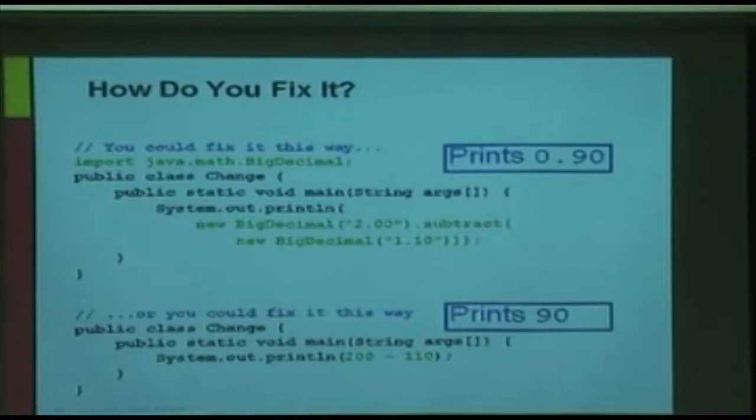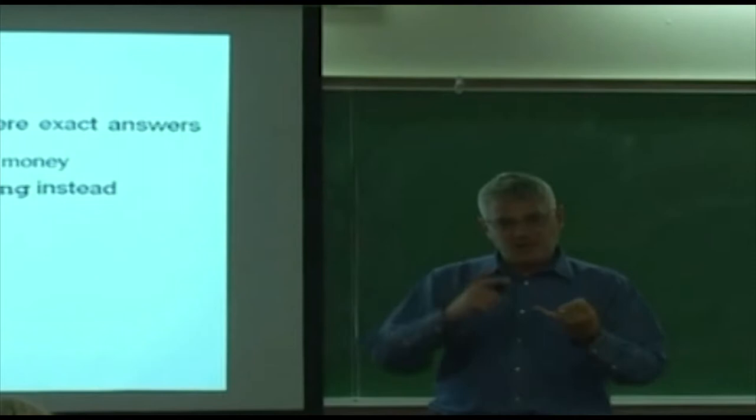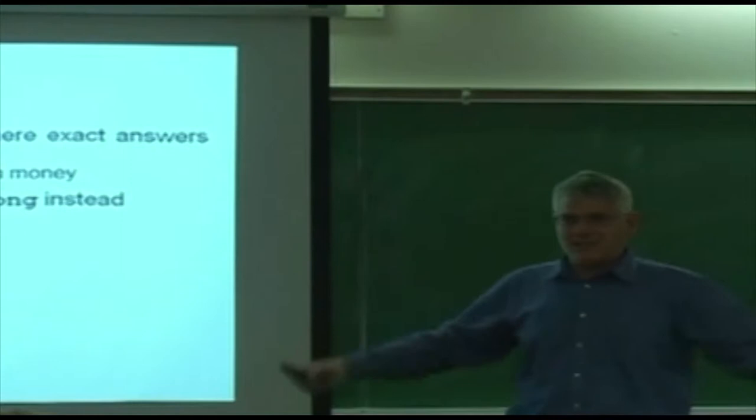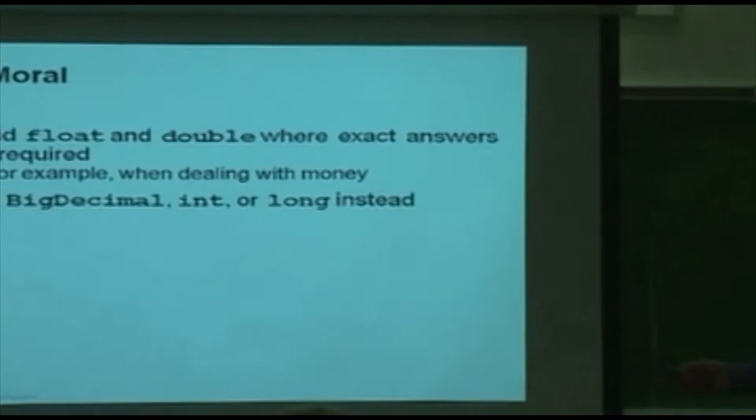And what can we learn from this one? The moral is to avoid floats and doubles when exact answers are required. Floating point arithmetic is actually a great thing for engineers, for scientists, because it lets you represent numbers over a very wide variety of ranges, from little tiny things darn close to zero up to humongous things times 10 to the 233rd. But the price you pay for that is you lose the exactitude that you get when you're working with integers or BigDecimals or longs.